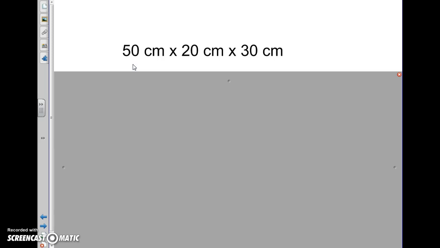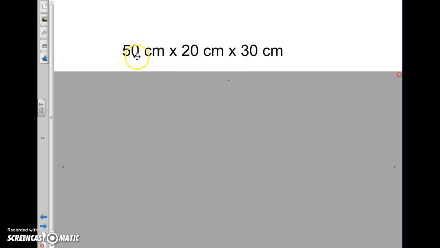All right, so several different ways you could do this. You could use the standard algorithm. I'm going to use just mental math to figure this out. I'm seeing this 50 by 20 by 30. I can just ignore these zeros, just pretend like I'm multiplying with single digit numbers right now. 5 times 2 is 10. 10 times 3 is 30.